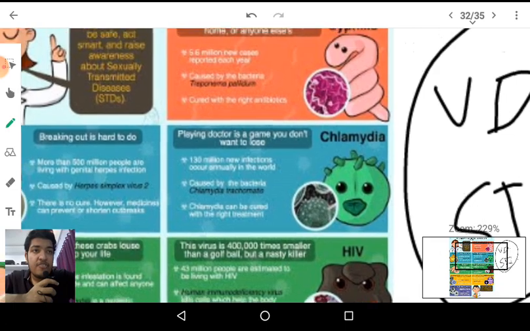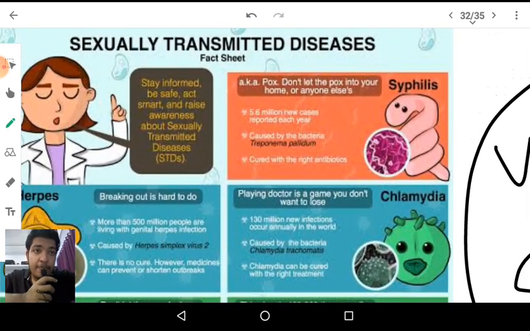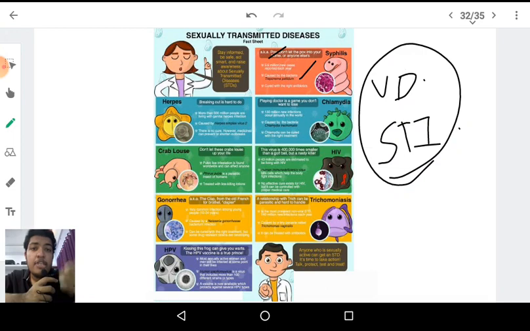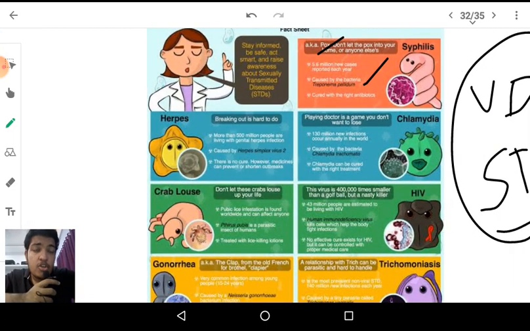The first one is known as syphilis. Syphilis is also known as pox, and it is caused by a bacterium known as Treponema pallidum. So it is a bacterial disease, so it can be cured by antibiotics. Next is herpes. Herpes is caused by a virus, the herpes simplex virus, and it cannot be cured. Next is chlamydia, which is caused by Chlamydia trachomatis, which is again a bacterium. Again, it can be cured by antibiotics.